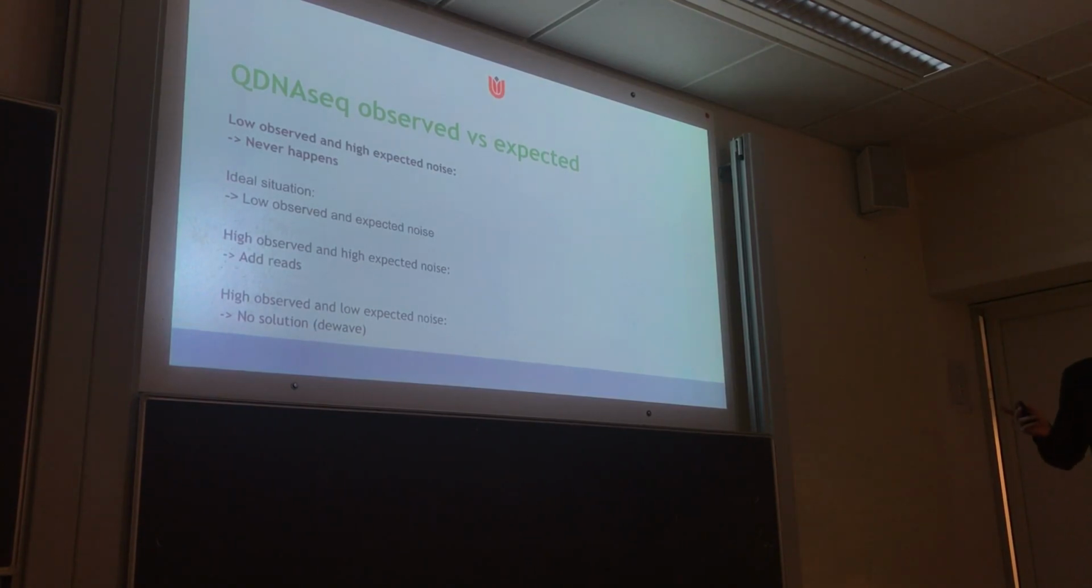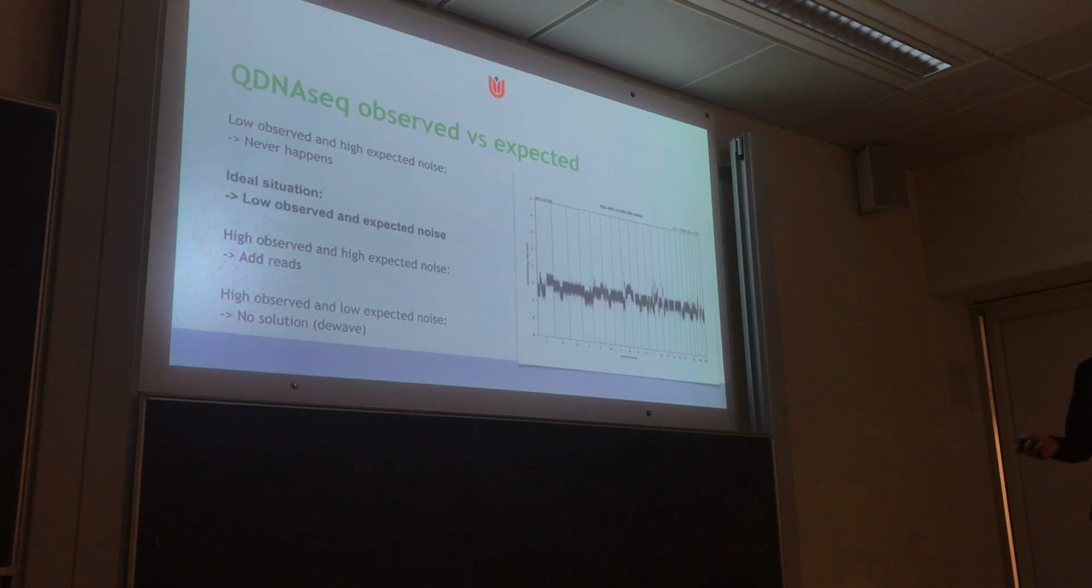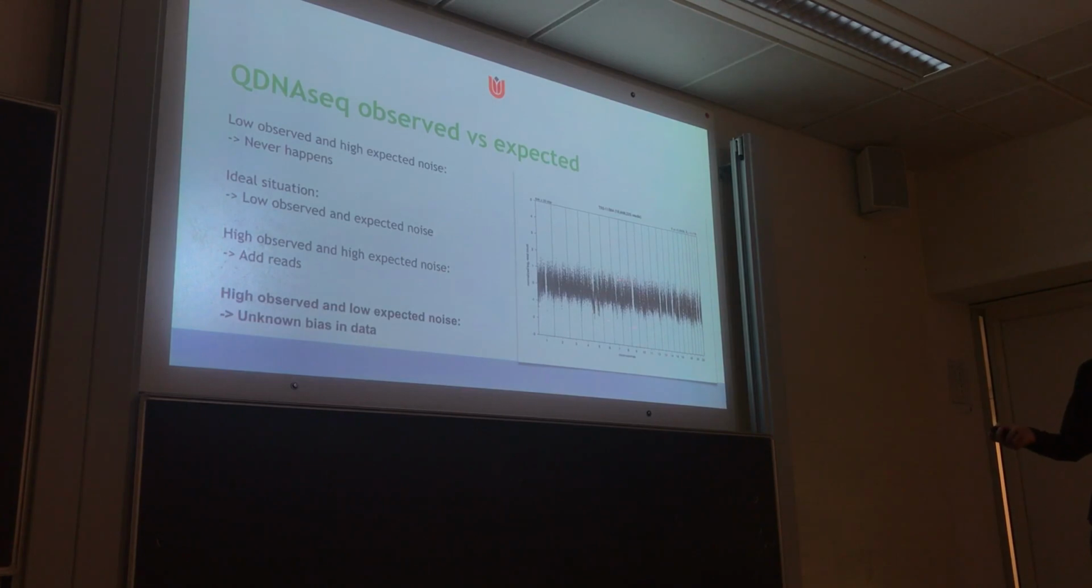It basically means that there's an intrinsic bias in the data that we don't know where it's from, because we already corrected for GC and mapability, the two that we know. Right, so these are representative examples: low observed, low expected noise, high observed, high expected, and systematic bias.